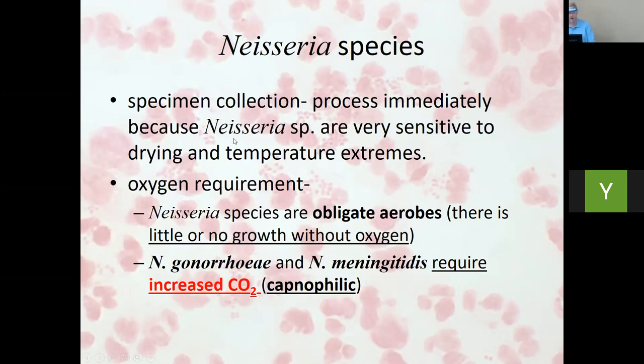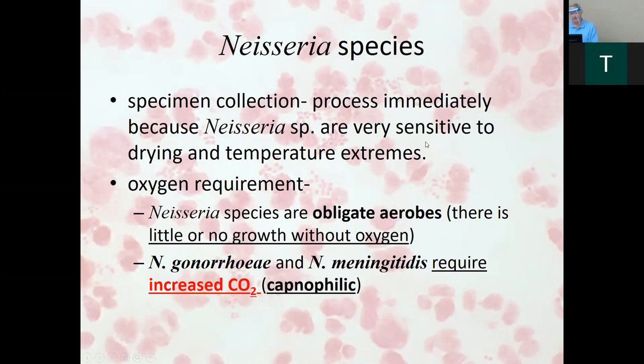We used to get a lot of what they called GC probes. We did a DNA probe with that. They take the swab and put it in a solution and it gets sent off, and then they would do a DNA amplification looking for DNA of both of those organisms. So Neisseria: we need to process immediately because Neisseria is very sensitive to drying out and temperature extremes.